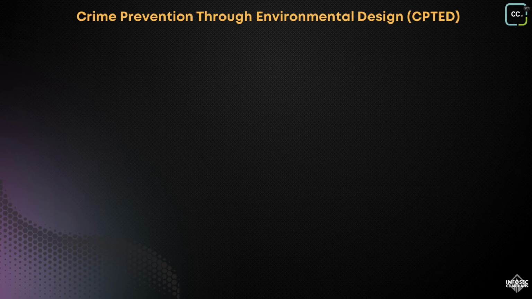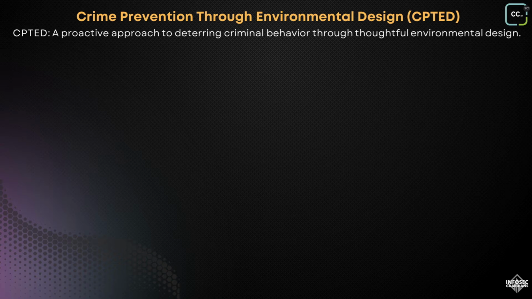Let us briefly discuss crime prevention through environmental design, or CPTED. This approach focuses on reducing crime by influencing the physical environment in which we live and work. The idea is simple: by designing spaces with security in mind, we can deter potential criminals before they even act. CPTED is built on 4 key principles: natural surveillance, natural access control, territorial reinforcement, and maintenance.